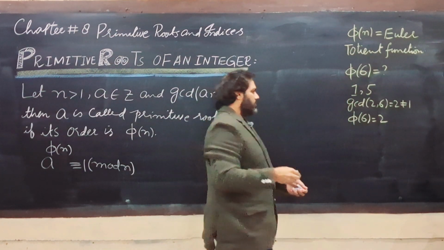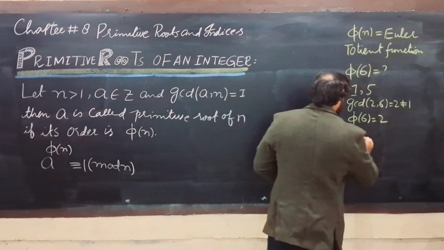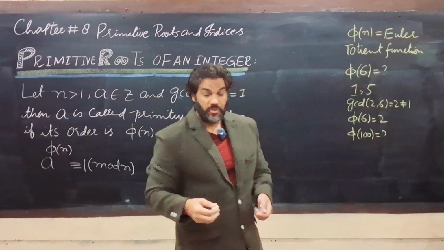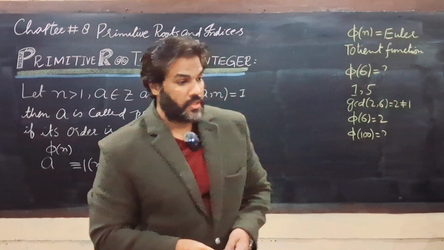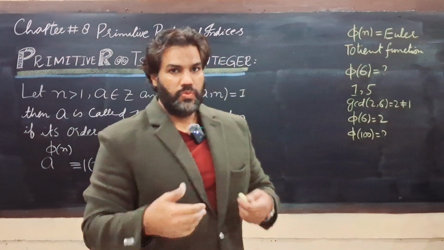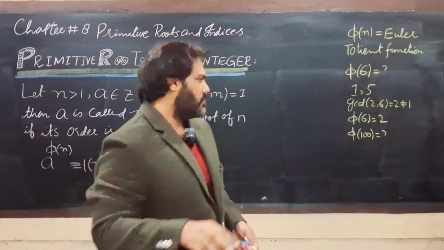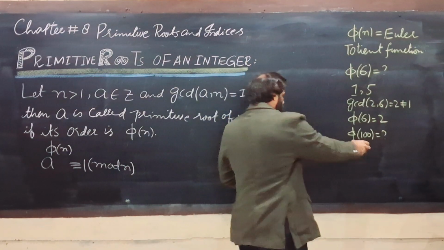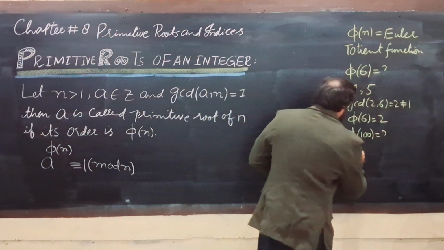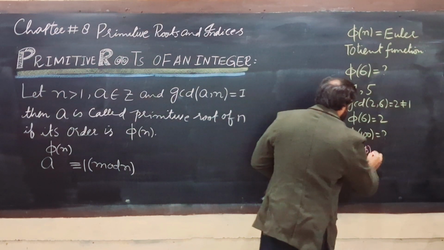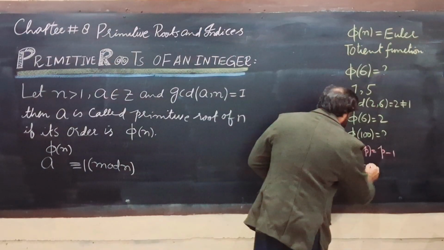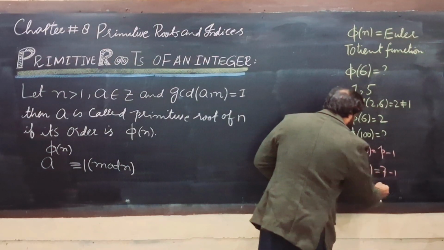Suppose your number is 100. So now what is the method to calculate phi of 100? There is no need to find all those integers which are less than or equal to 100 and then count them. We can use a formula to find phi of 100. Firstly, remember that phi of a prime number p is simply equal to p minus 1. For example, phi of 7 means 7 minus 1, which is equal to 6.